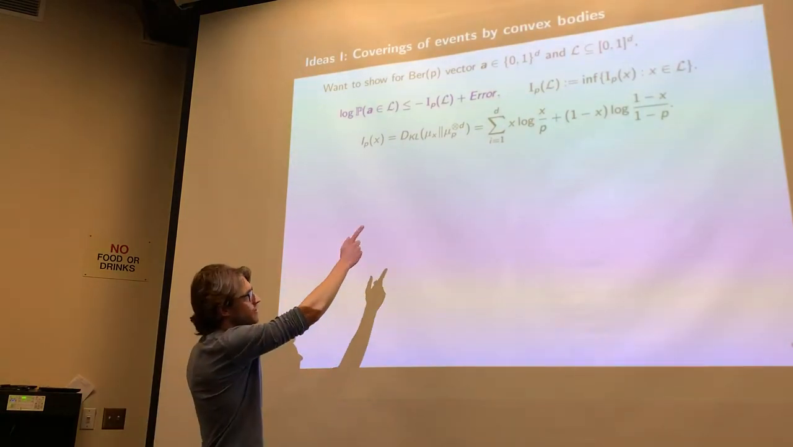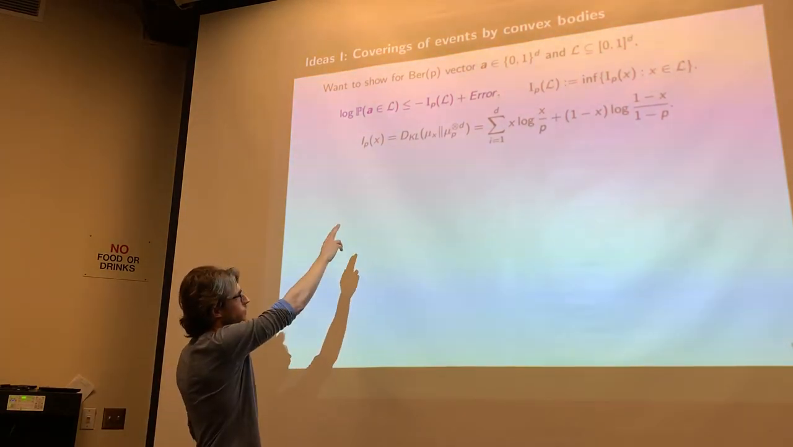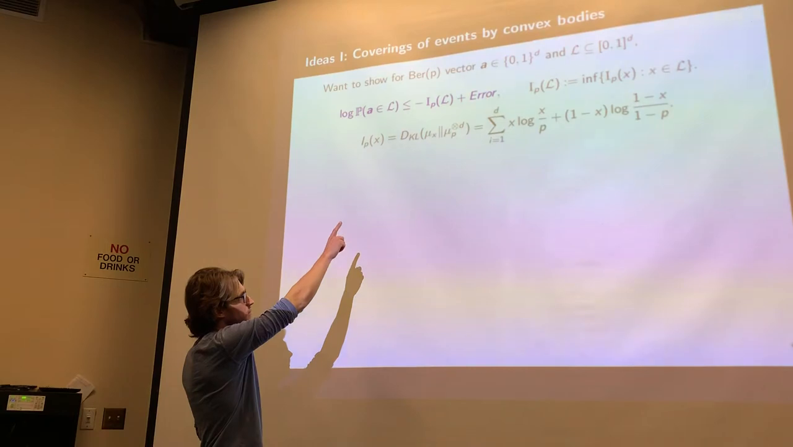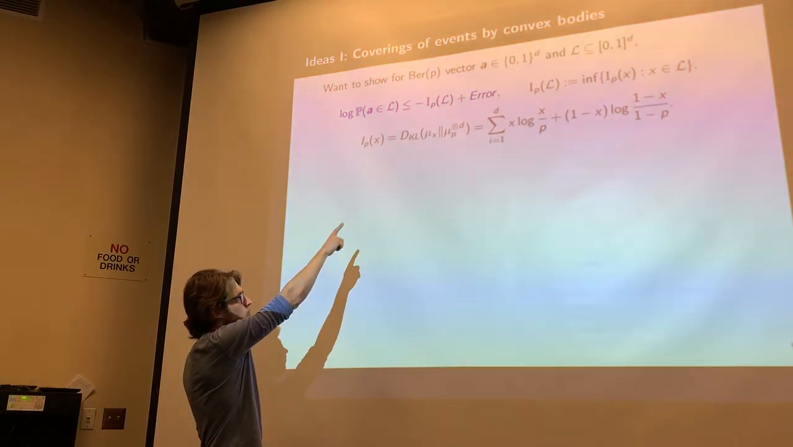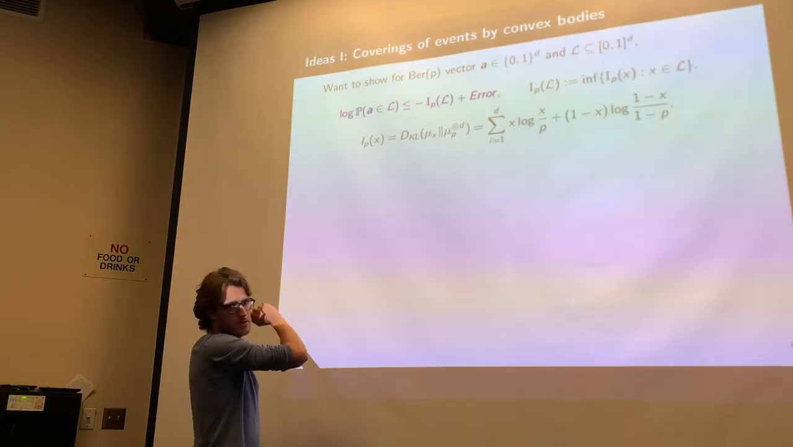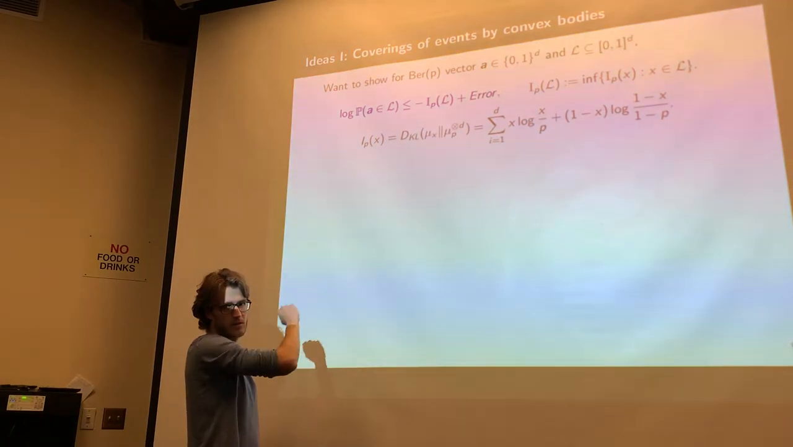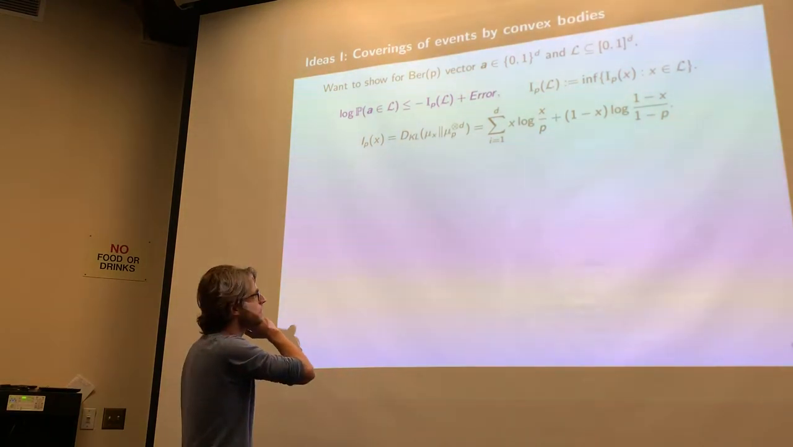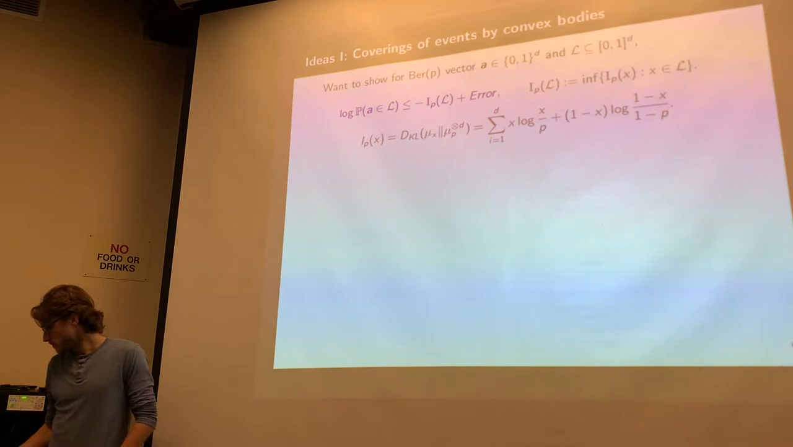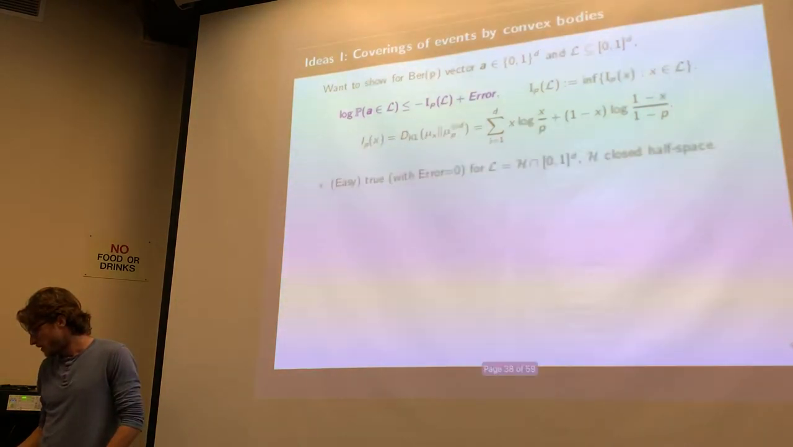Okay, and I_p is this rate function, which is just the relative entropy between a tilted Bernoulli measure with center of mass x and just the usual one with center of mass p on each factor. Okay, so how can we show something like this?